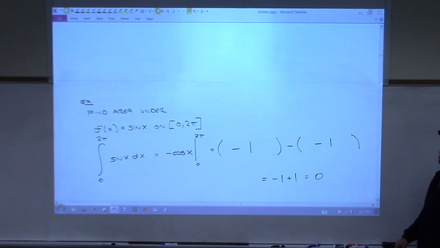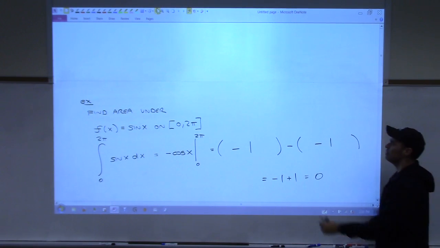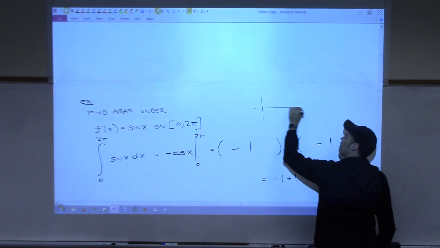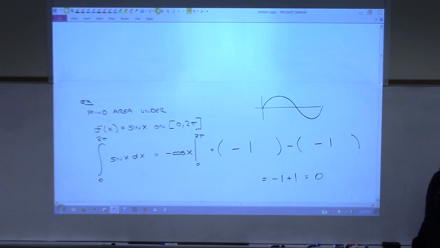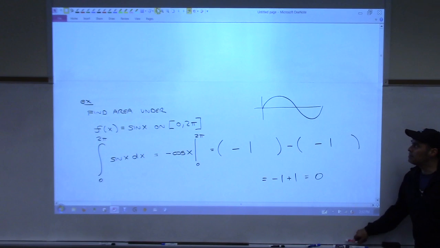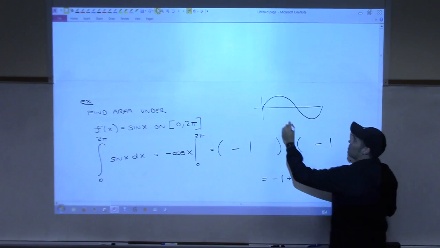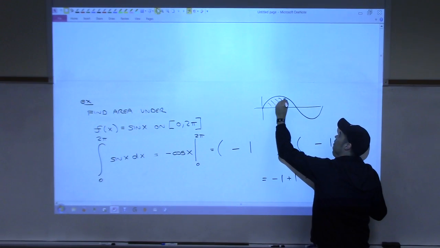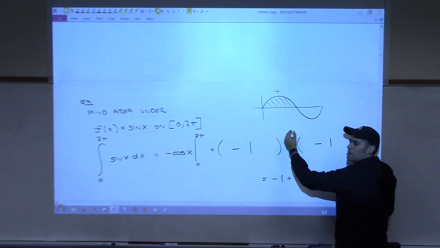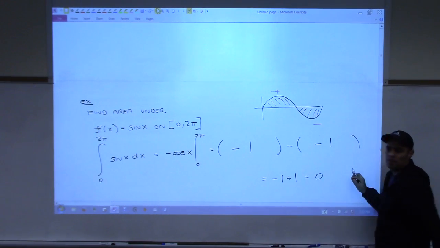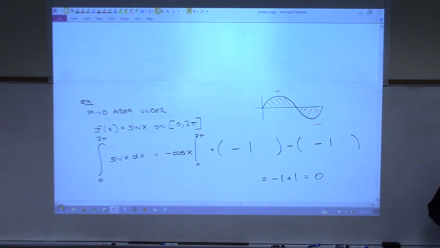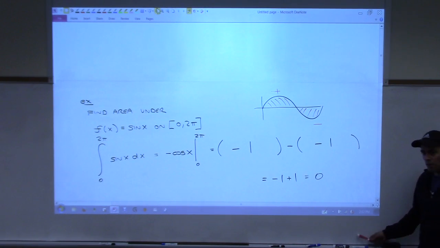What? That doesn't seem right. Well, it cancels each other out. Ah, the sine curve between 0 and 2 pi looks like that. And this area up here, it must be counting that as positive, and it must be counting this area down here as negative, and they must be offsetting each other and getting 0, which is the way it works.